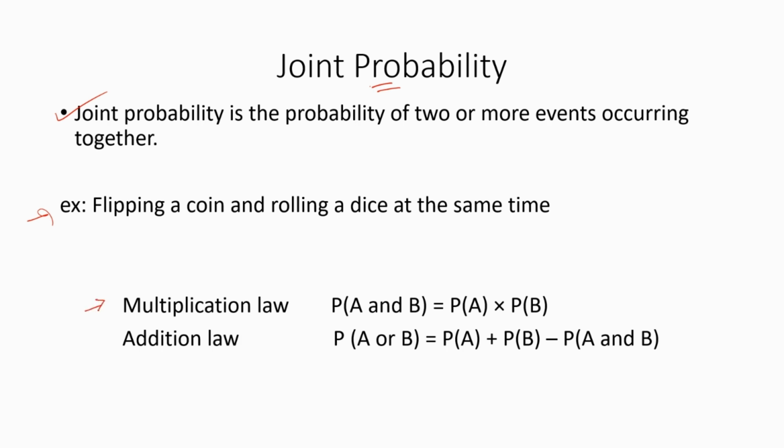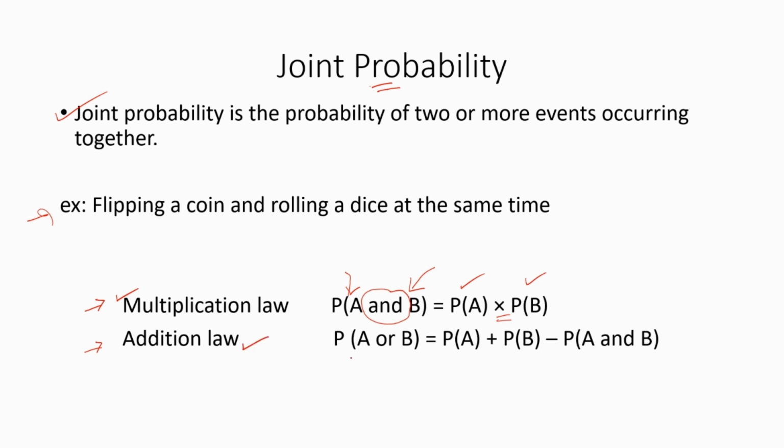The first one is the multiplication law. The second one is the addition law. The multiplication law is where two or more events are happening at the same time and we are considering the term "and", which means the probability of event A occurring and event B occurring at the same time. We can determine this probability by multiplying each individual probability together: probability A multiplied by probability B. This is the multiplication law. We are multiplying the probabilities.